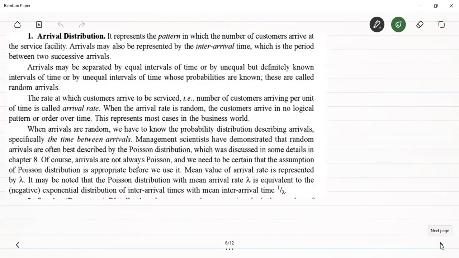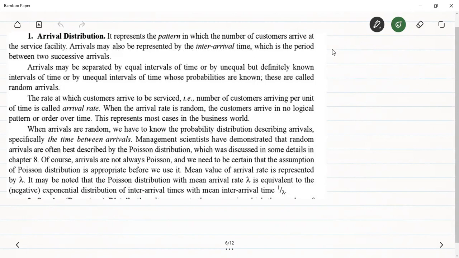Arrival distribution. The first is arrival. The customers are arriving at a facility to get service. So the arrival distribution represents the pattern in which the number of customers arrive at the service facility. Arrivals may also be represented by the inter-arrival time.